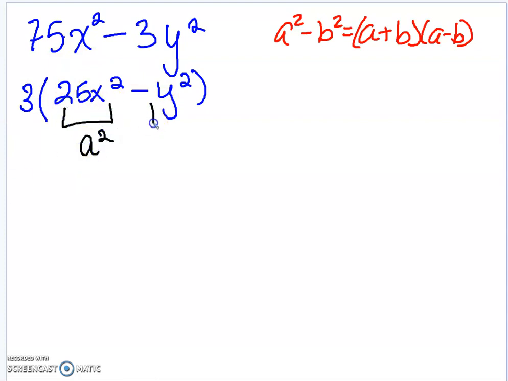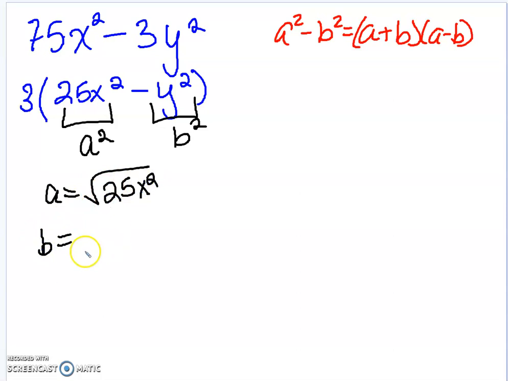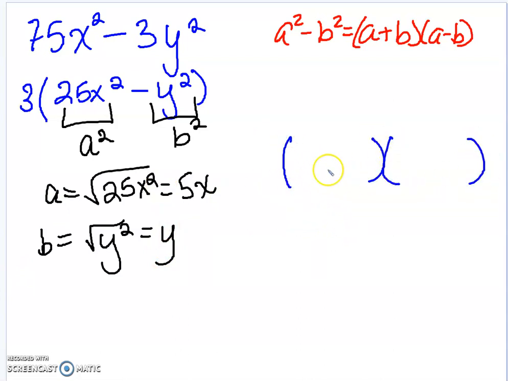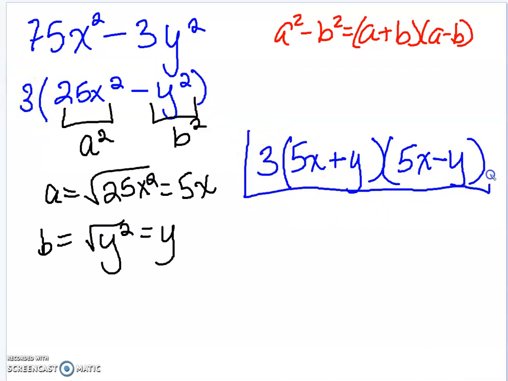So we have a squared and b squared. To find a and b, we need to find the square root of each. So we'll end up with 5x and y. Our final factors are going to be of the form: we'll have 5x in each of them as our a value, and we'll have y in each of them as our b value, and we add and subtract. But we need to remember we did factor out that 3 to start with, so that 3 is still part of the factored solution.